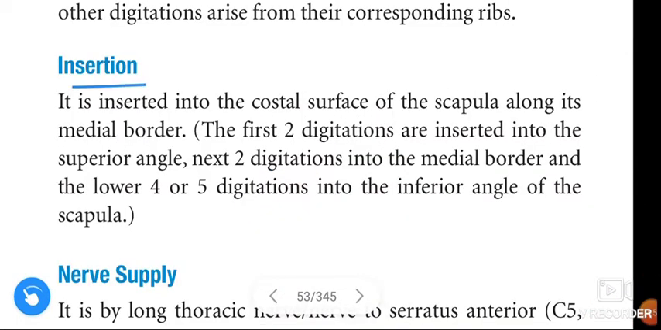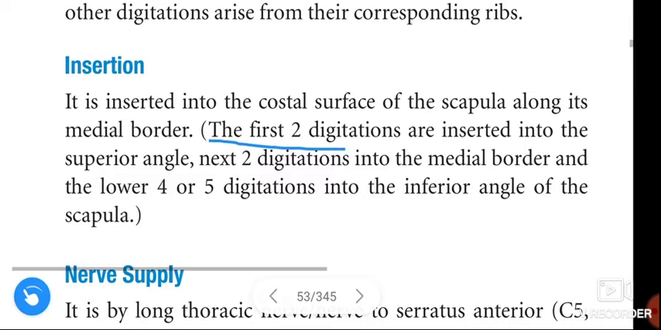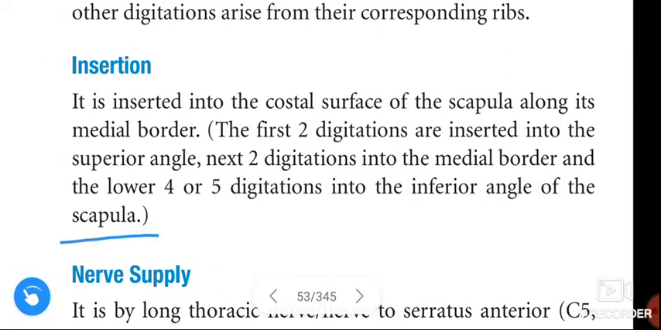Next, the insertion of the serratus anterior. Serratus anterior is inserted into the costal surface of the scapula along its medial border. The first two digitations are inserted into the superior angle, next two digitations into the medial border, and last 4 or 5 digitations into the inferior angle of the scapula.